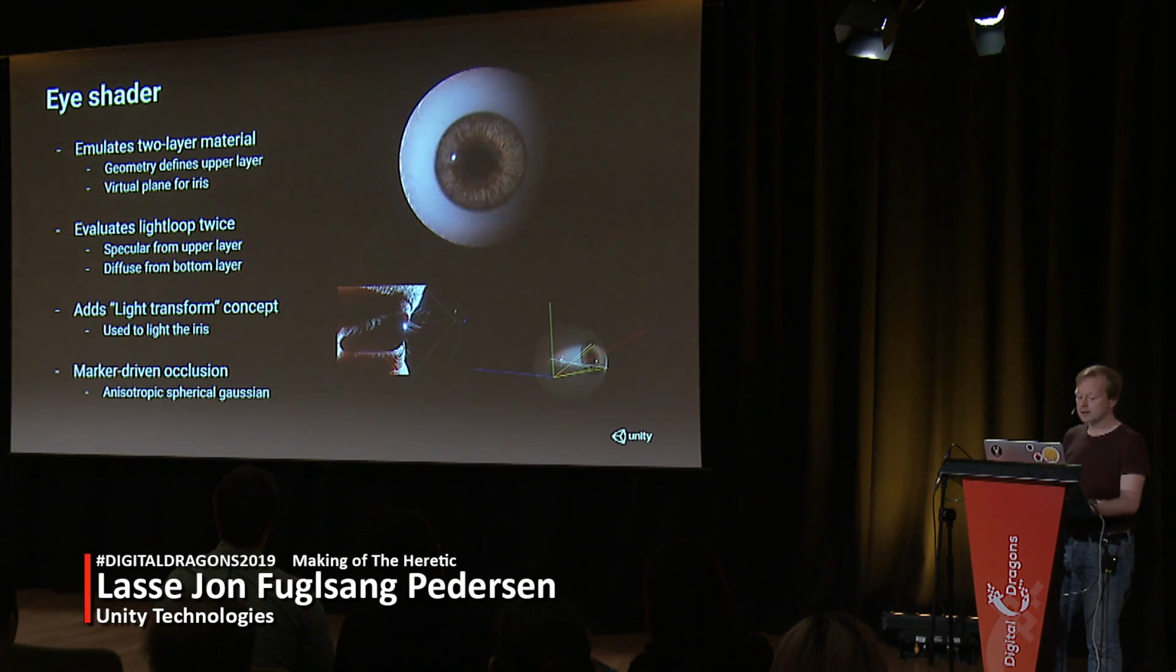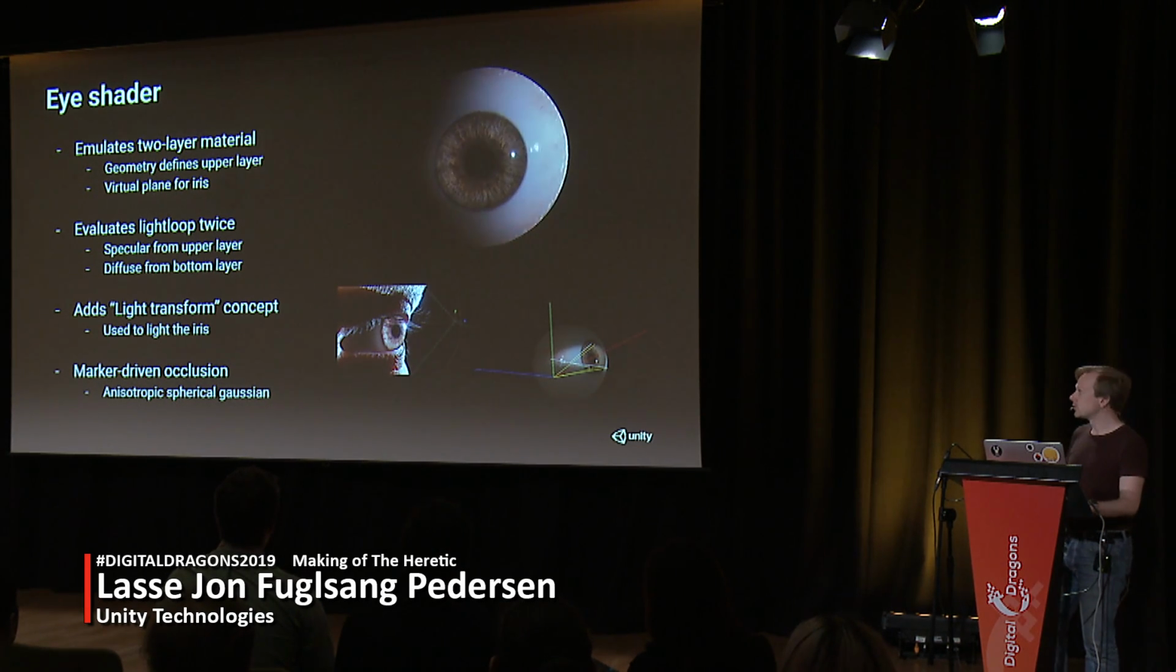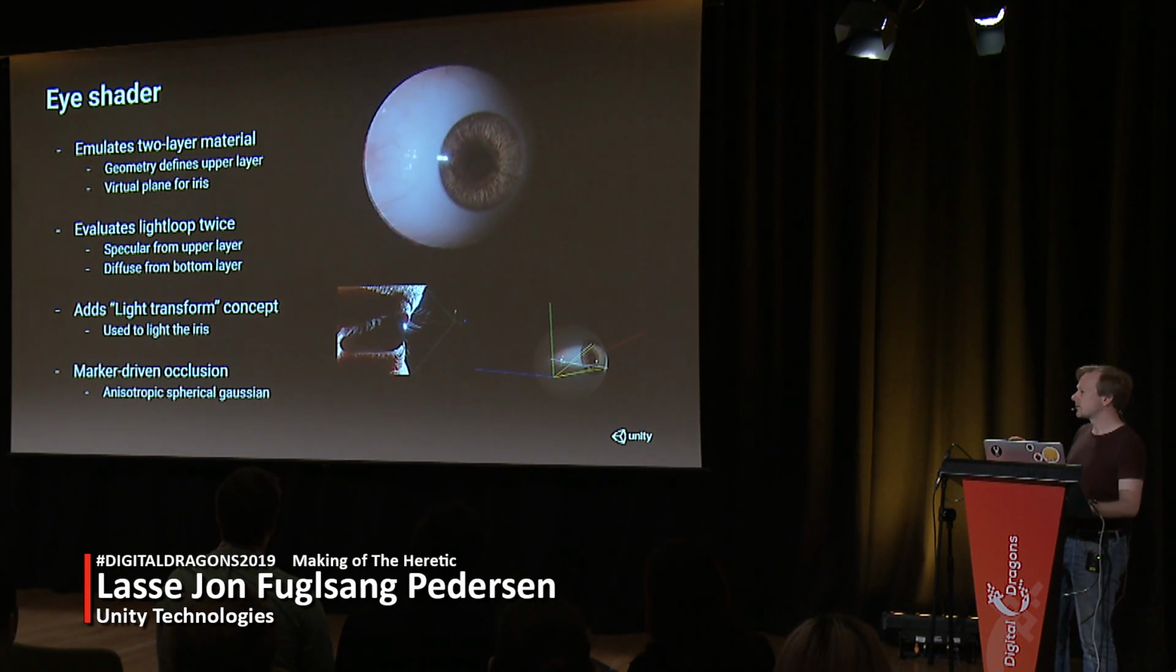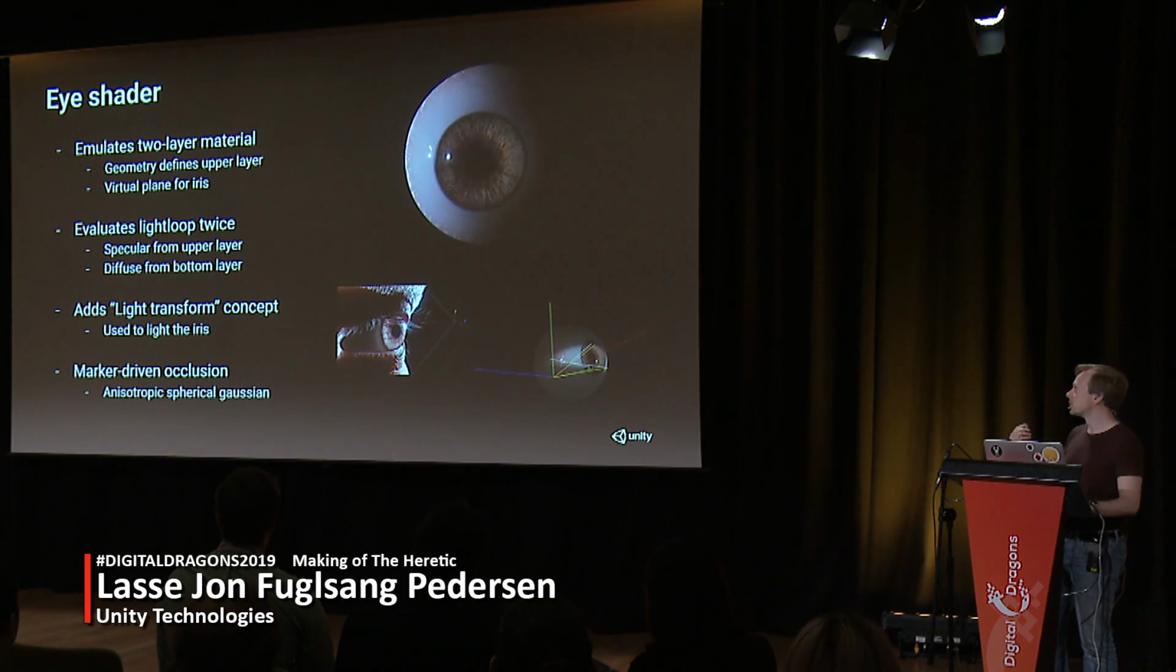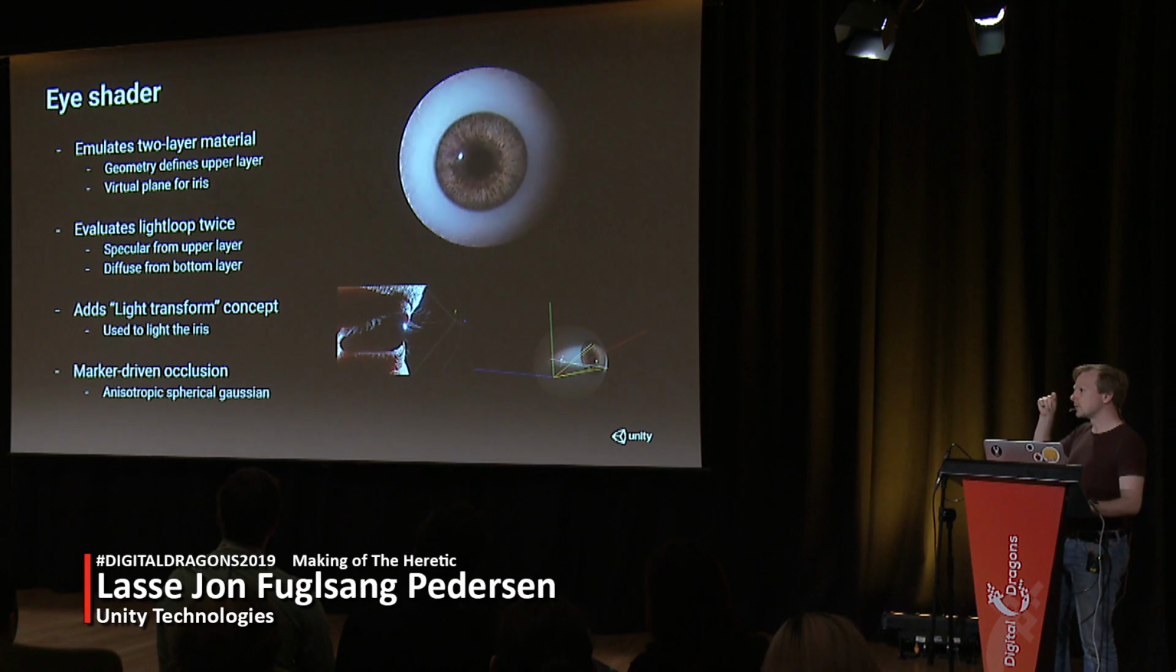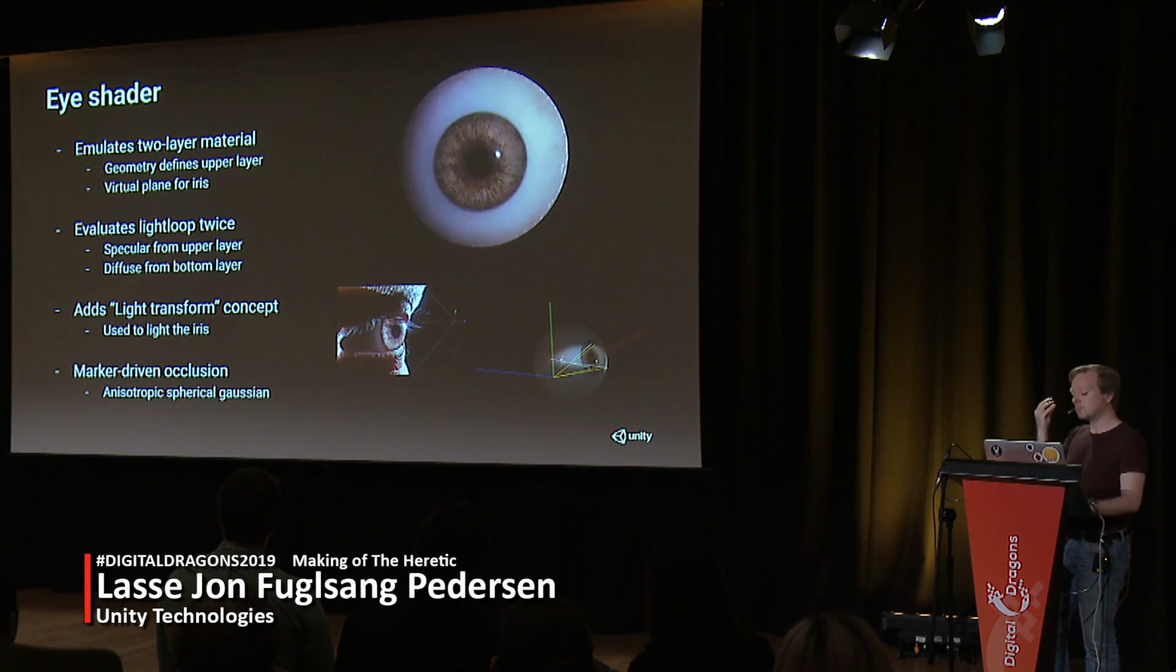The eyes also utilize marker-driven occlusion, and 4 markers on the skin are used to drive an anisotropic spherical Gaussian to give us a soft occlusion factor in the perimeter where the eyeball meets the skin.